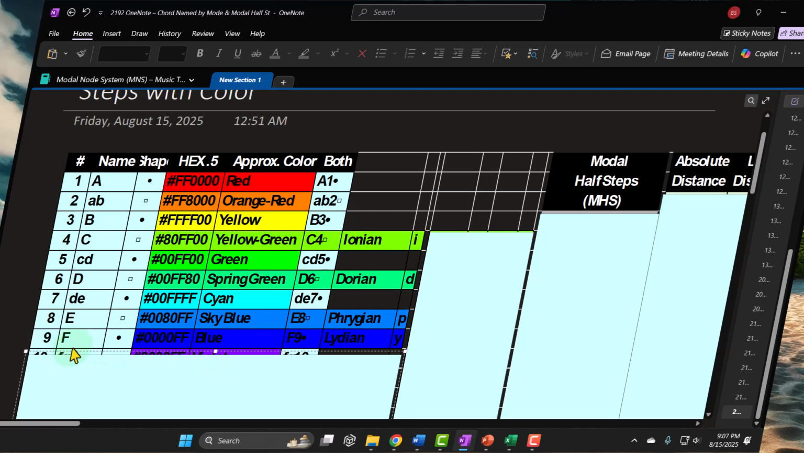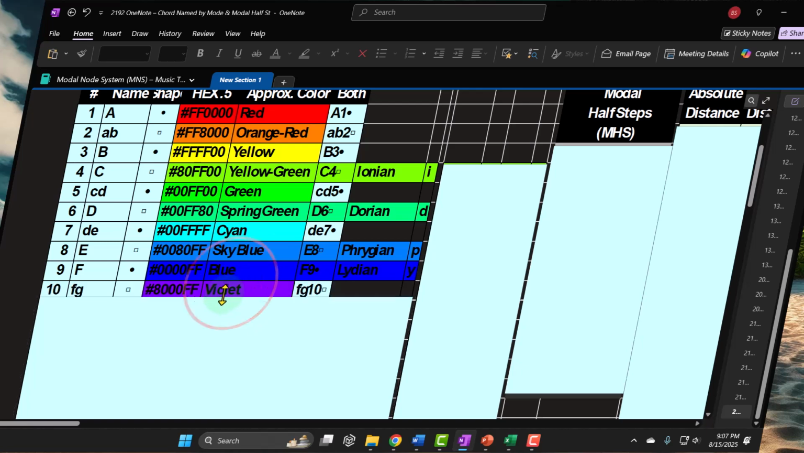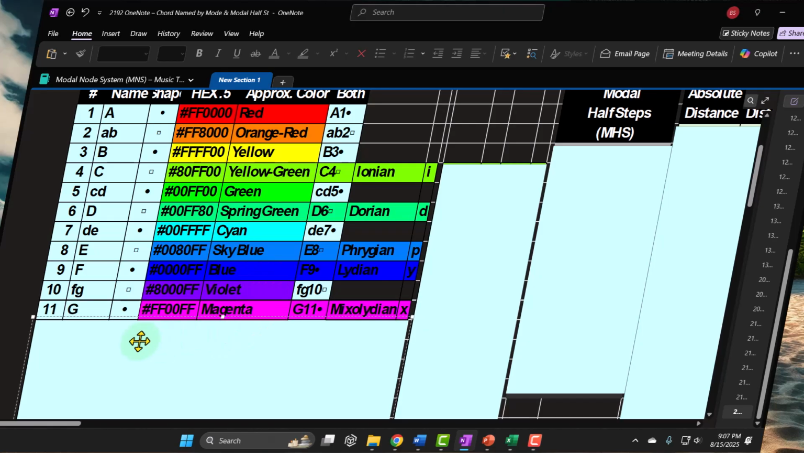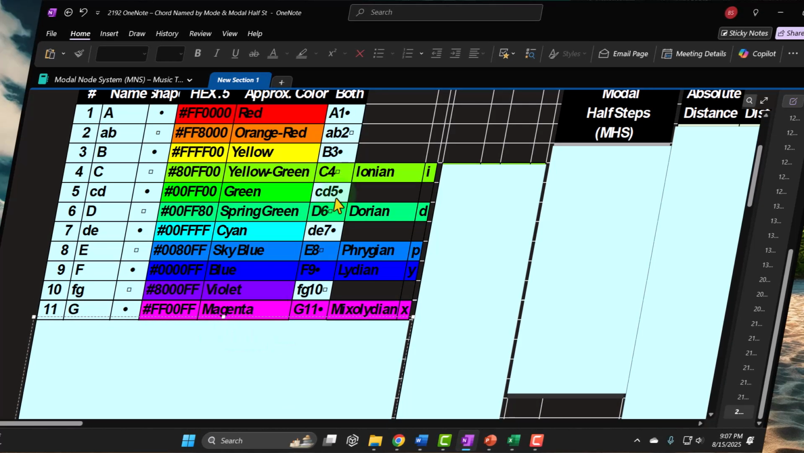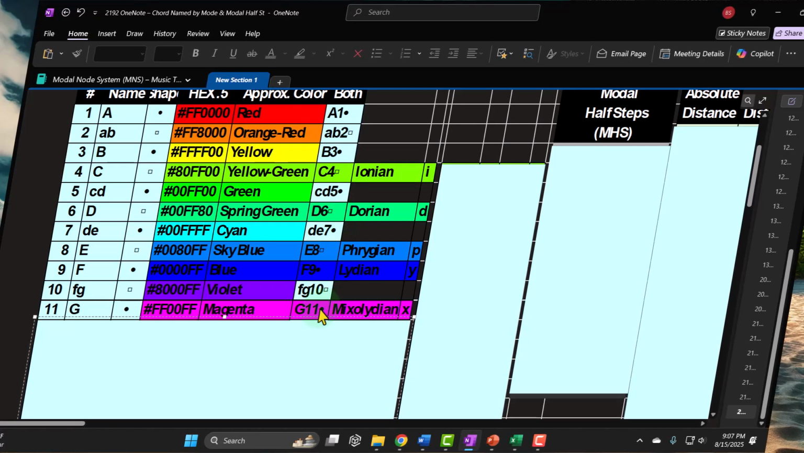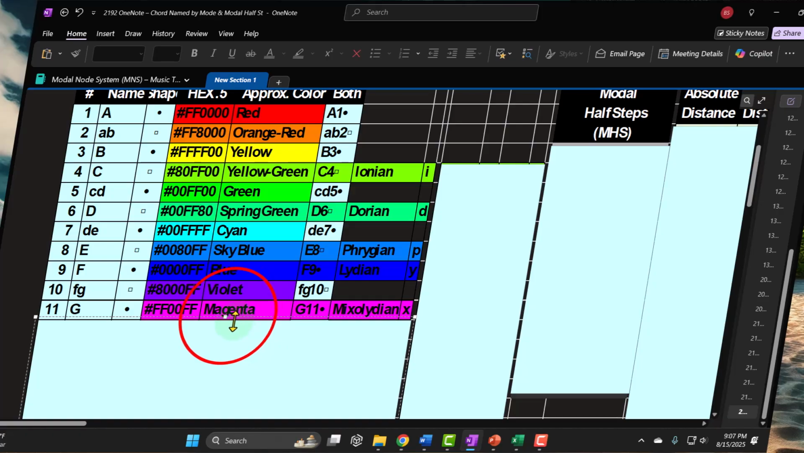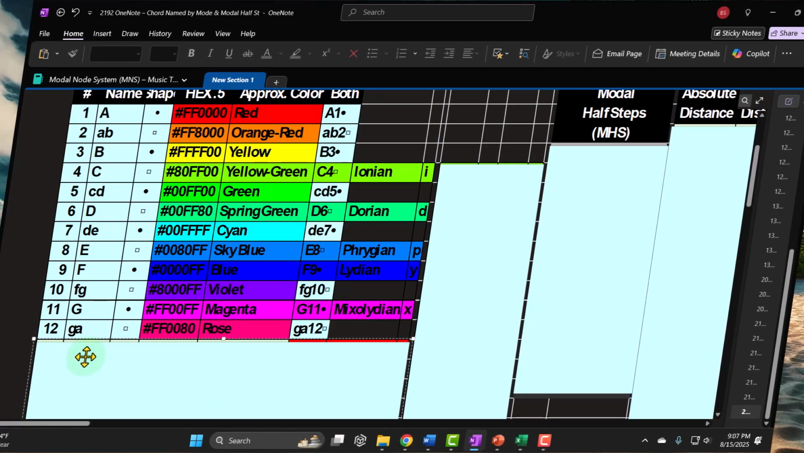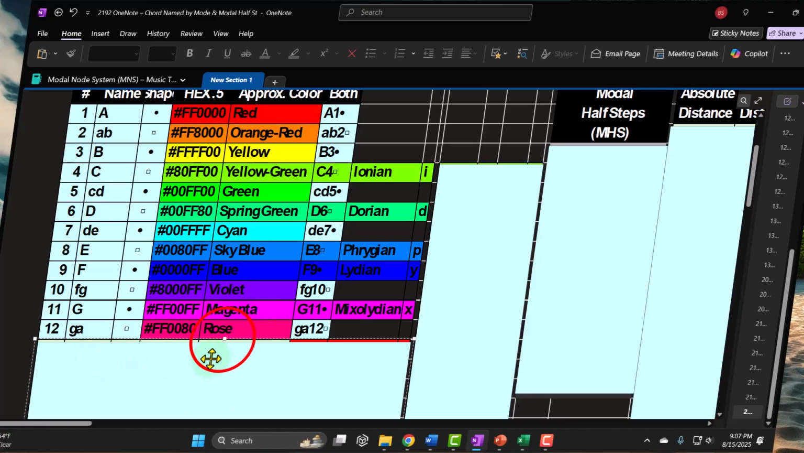So the 9th is F. That's going to be blue. And that's going to be the Lydian node as well, because it's whole, whole, half in our formula from the C. And then the F sharp or G flat, or 10th, is violet. And then the 11th note or G is magenta. And that is going to be whole, whole, right? It goes whole, whole, half, whole. So that magenta is in our formula. It's going to be the Mixolydian node. And then the 12th is G sharp or A flat, which is rose.